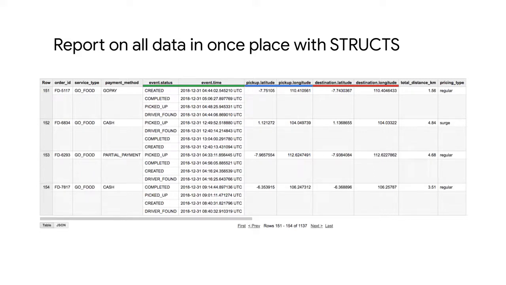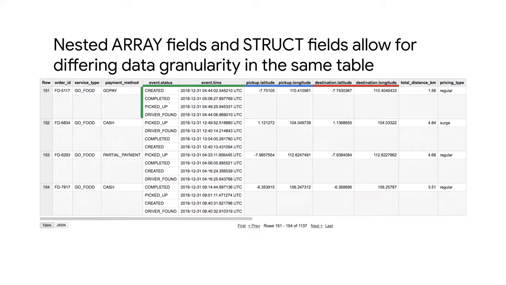So let's recap. You can go deep into a single field and have it be more granular than the rest of your data by using an array data type, like you see here for status and time.